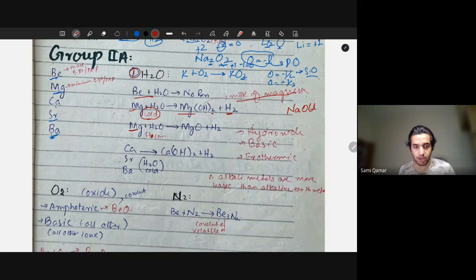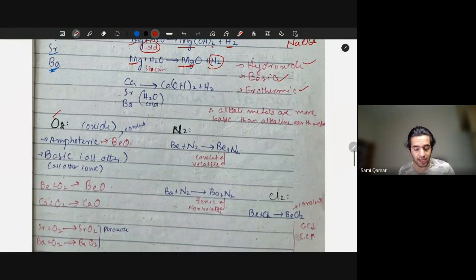When magnesium and water react with steam, very, very hot water, what will happen? We will form magnesium oxide, MgO, along with hydrogen gas. Same for calcium, strontium, and barium: they will form hydroxides similarly, and they will react with cold water. So the hydroxide forms, which will be basic, and it will be exothermic. Energy will be released. Now let's react with oxygen.